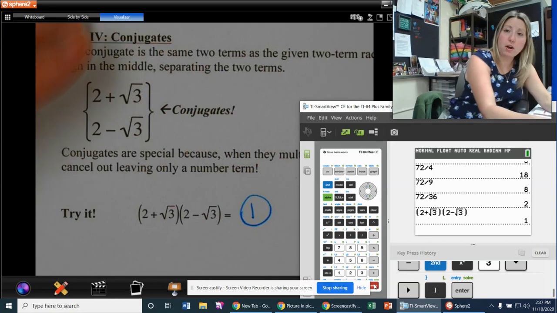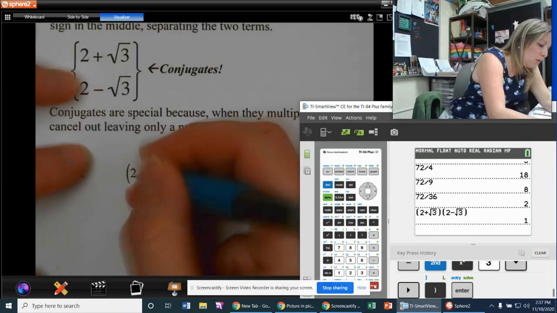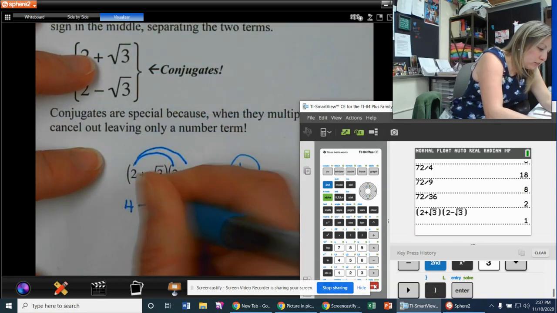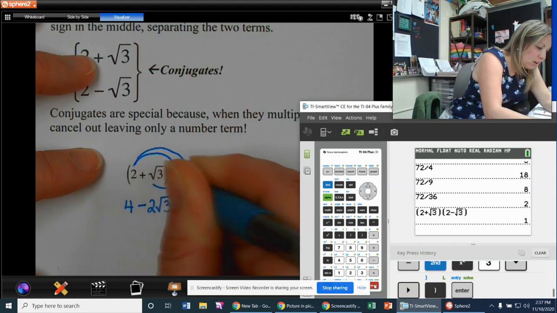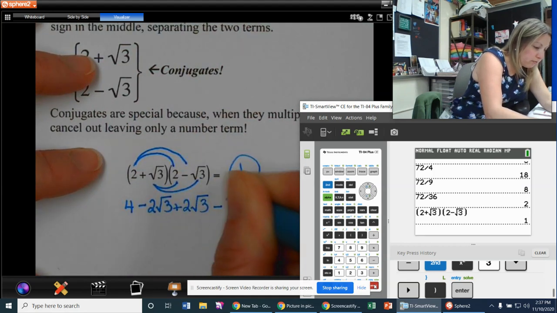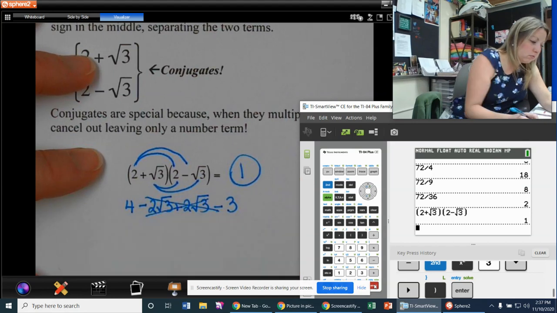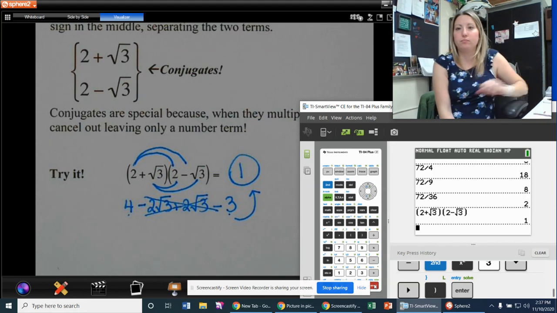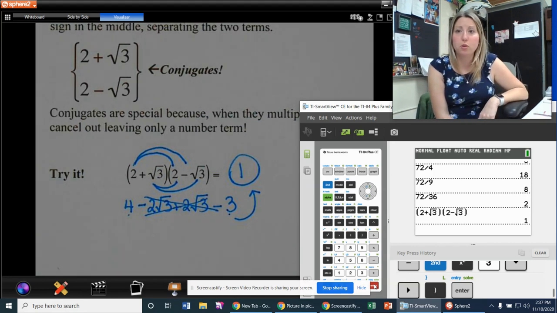Let me just prove, by the way, that that's what I get when I FOIL. 4 minus 2 radical 3 plus 2 radical 3 minus 3. These cancel out. What's 4 minus 3? 1. It's pretty cool.